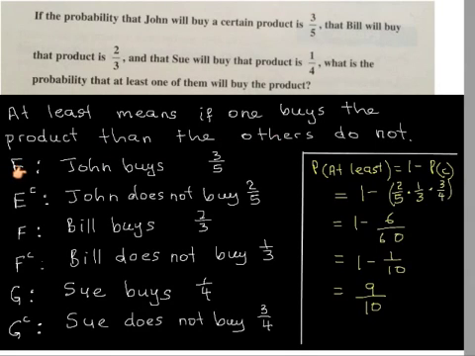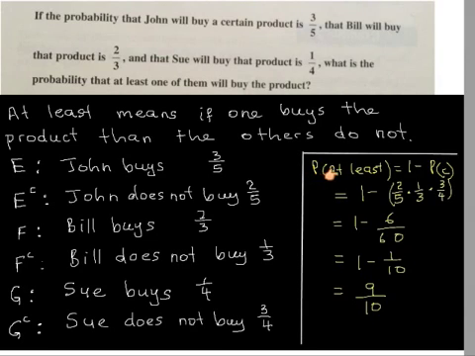So the probability that John buys the product is 3/5 and John not buying the product is 2/5. Probability that Bill buys the product is 2/3 and Bill not buying the product is 1/3. And the probability that Sue buys the product is 1/4 and not buying the product is 3/4.